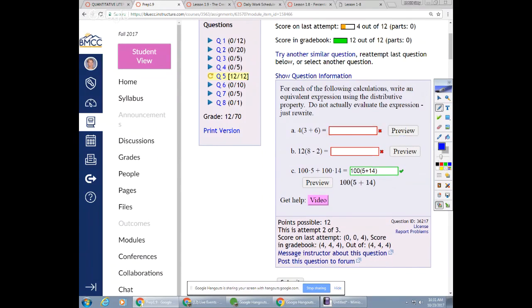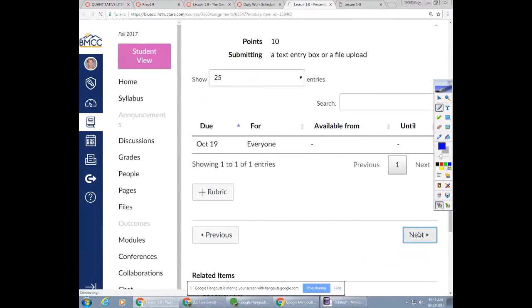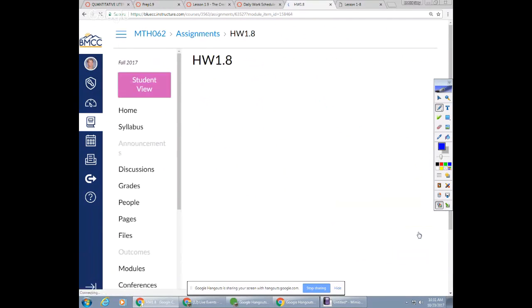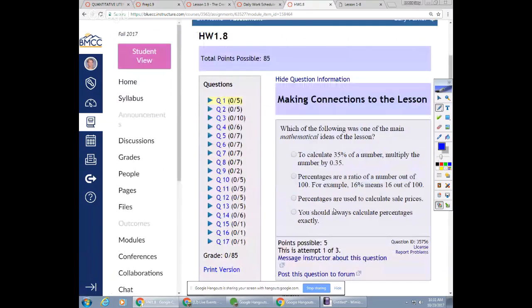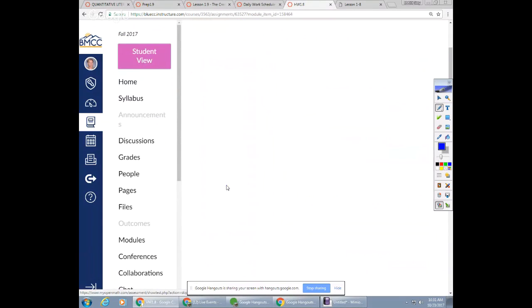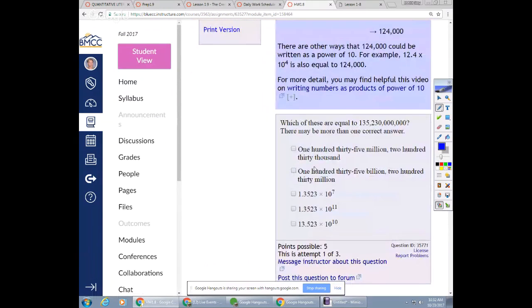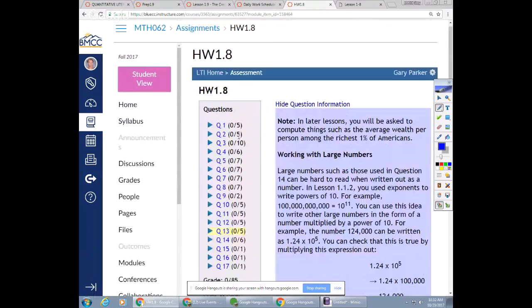Okay, so that's the distributive property. Say homework 1-8. Is that you had a question on, Emily? Do you remember which number? I'm trying to. Okay. Find the right one, yeah, homework 1-8.